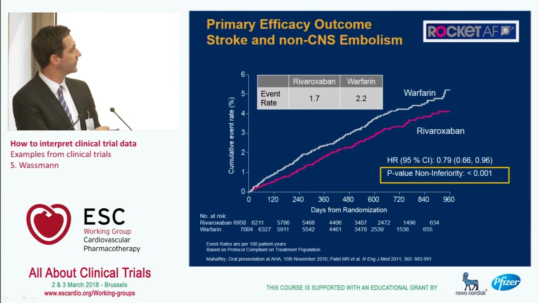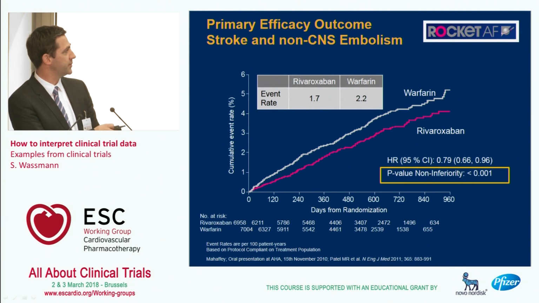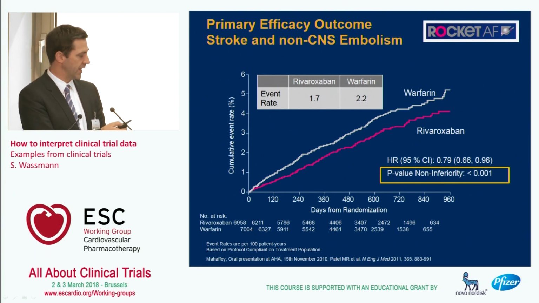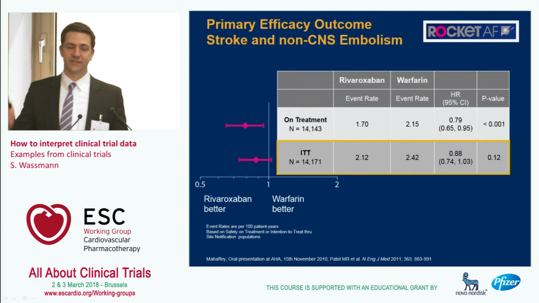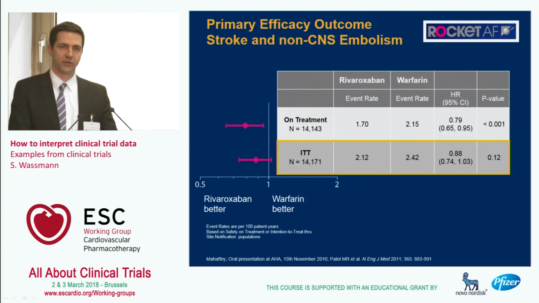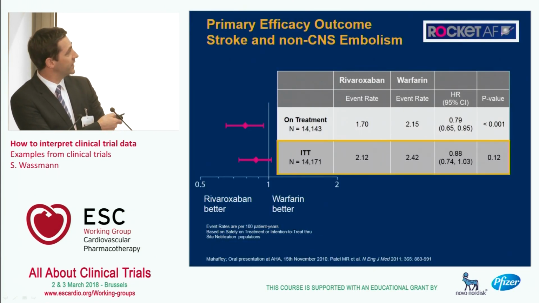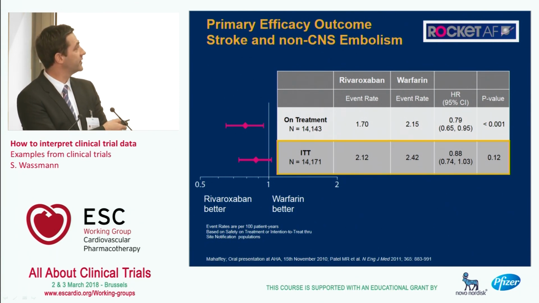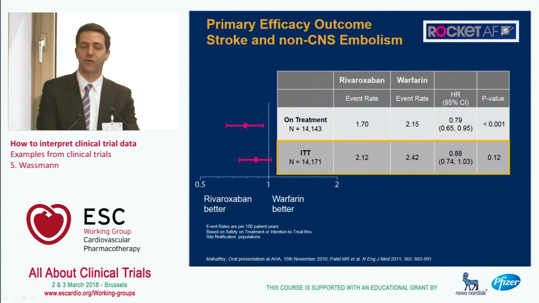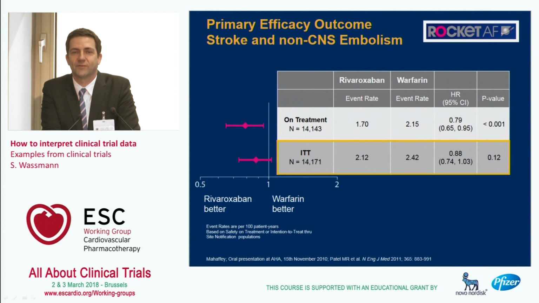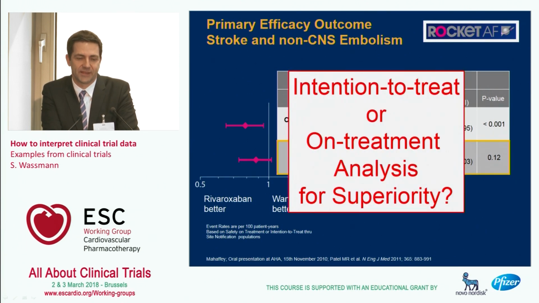So these are the results. Kaplan-Meier curves separate quite early. Non-inferiority was met quite clearly. And now, when we look at the next, this is testing for superiority. Now you have the on-treatment cohort, and you see here a significant p-value, and you have the intention to treat, not significant. So you can imagine that that makes quite a difference, especially for the pharmaceutical company that sells the drug. So what should we do?